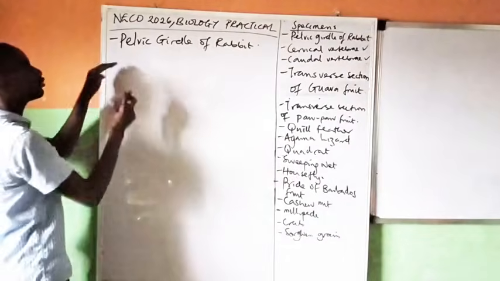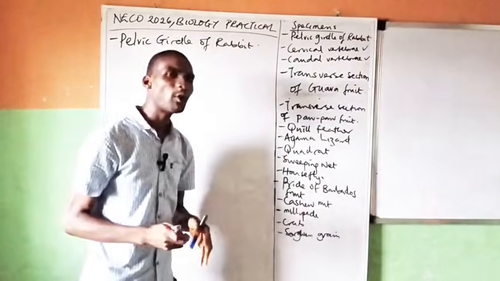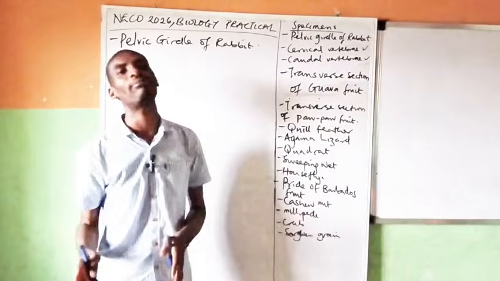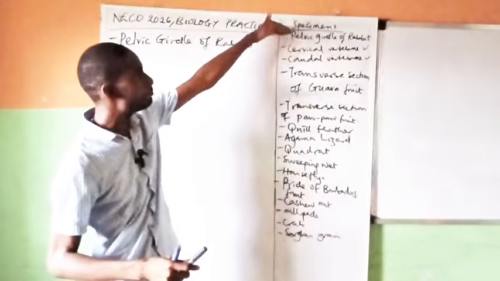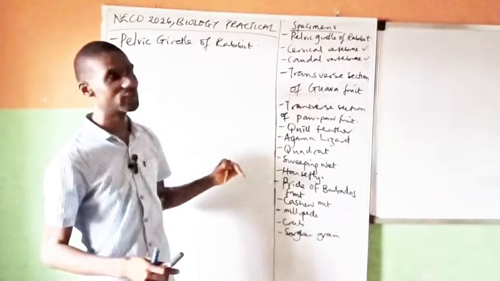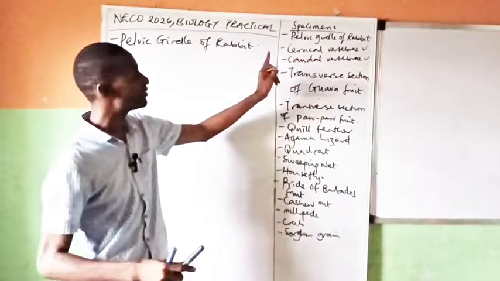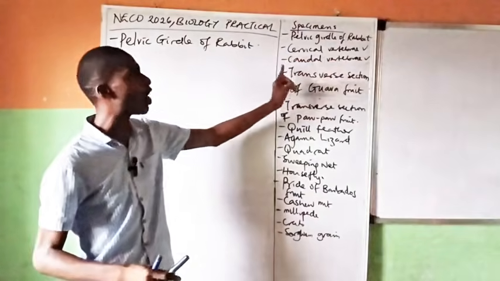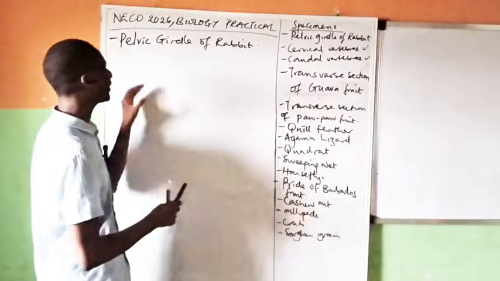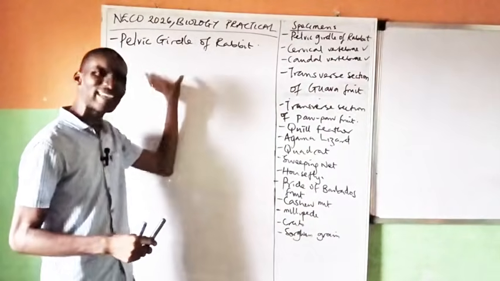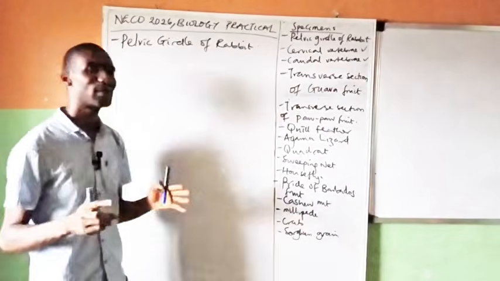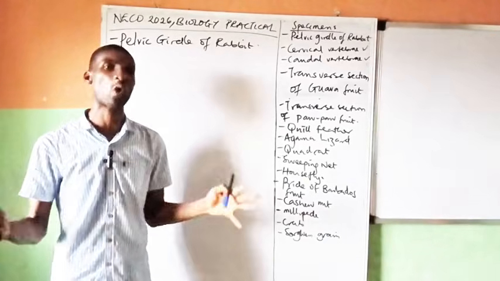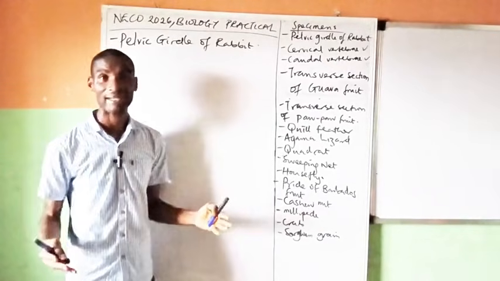Number one, this question is actually coming from the skeletal system, the topic called the skeletal system. There are about 3 bones that you have in the specimen: the pelvic girdle of rabbits, the cervical vertebra, the caudal vertebra. So I'll quickly take a little time to talk about the skeletal system in mammals. Now, number one, the skeletal system. The skeleton is the bony framework of the body of man or mammal.